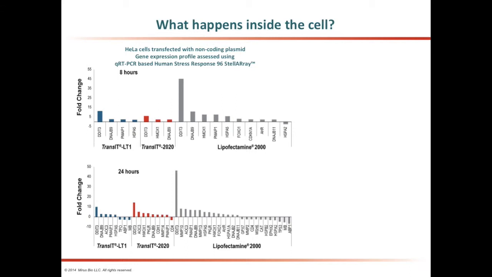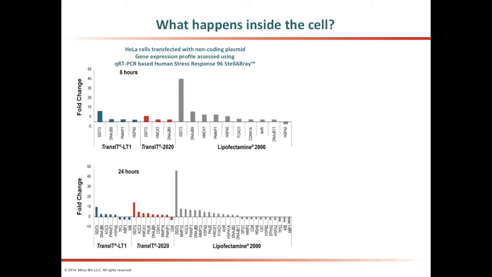Alteration in gene expression was assessed using a twofold increase or decrease cutoff and a probability value of less than 0.05. Expression of 9 transcripts was significantly altered by lipofectamine treatment at the 8-hour time point, and 25 transcripts at the 24-hour time point, whereas fewer genes were affected by treating cells with the Transit LT1 or Transit 2020 complexes. For example, only 4 genes at the 8-hour time point and 9 transcripts at the 24-hour time point for Transit LT1.